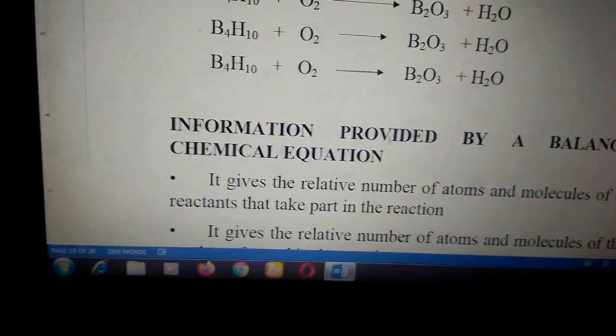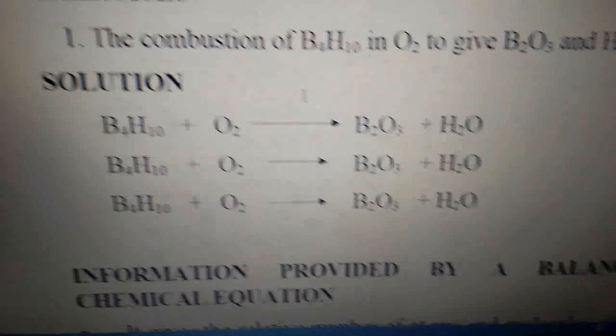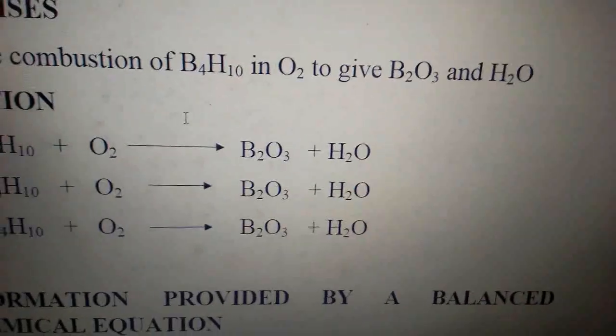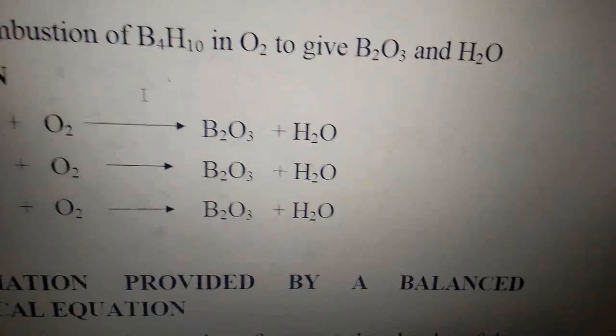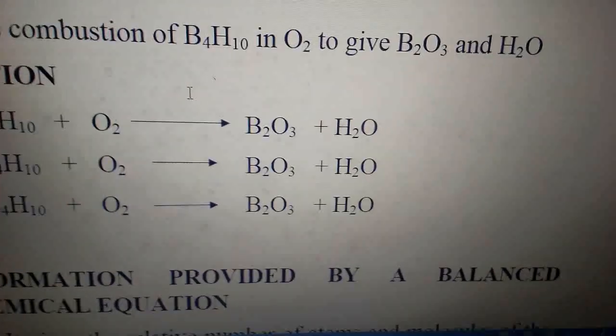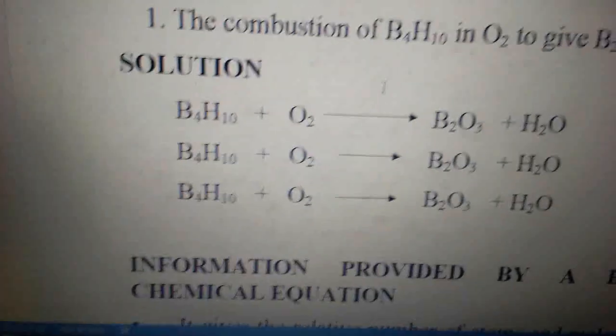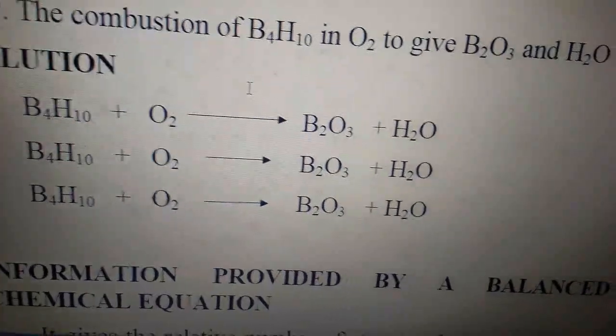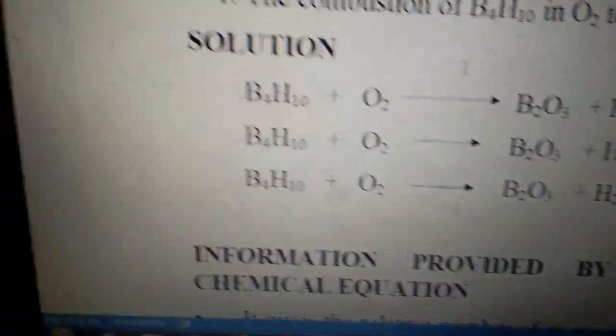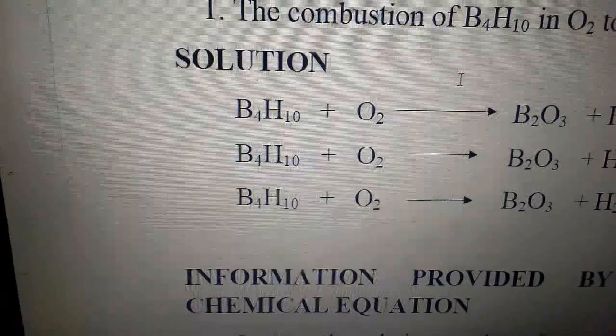We now look at a further exercise that says the combustion of boron hydride B4H10 in oxygen to give boron oxide and water, boron trioxide and water. So we have to write the equation for this reaction. So since boron hydride and oxygen are the reactants, as we normally do, write them on the left hand side with a plus sign between them.